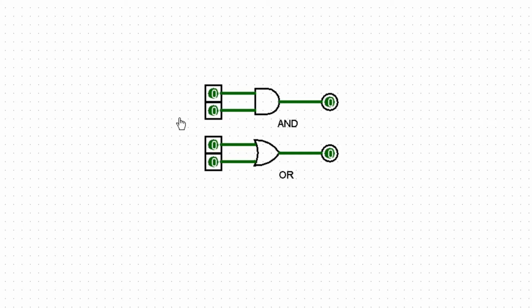For example, a two-input AND gate would output a value of 1 only if both its first and second input are 1. Similarly, an OR gate would output a 1 if either its first or second input are 1.